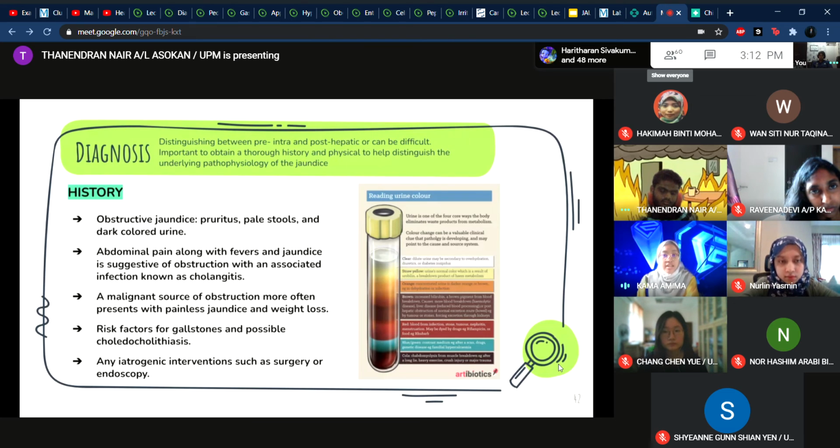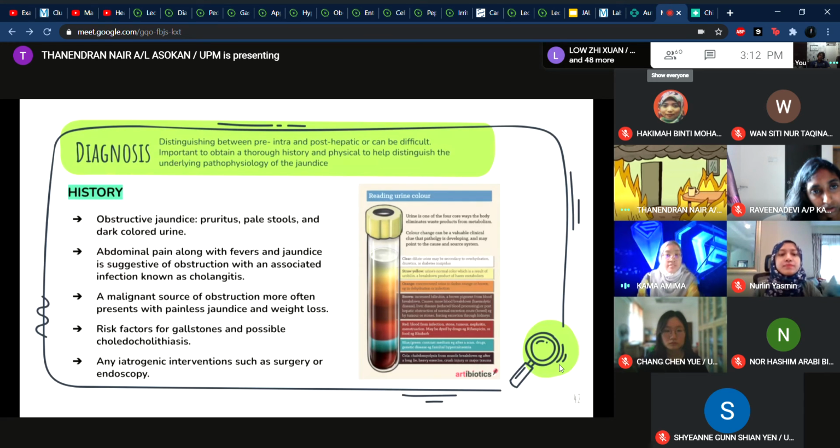So for history, the history of present illness should elicit a wide range of possible symptoms associated with jaundice. So patients with obstructive jaundice often present with pruritus, pale stools, and also dark-colored urine. So abdominal pain along with fevers and jaundice is suggestive of obstruction with an associated infection, also known as cholangitis. So a malignant source of obstruction more often presents with painless jaundice and also weight loss.